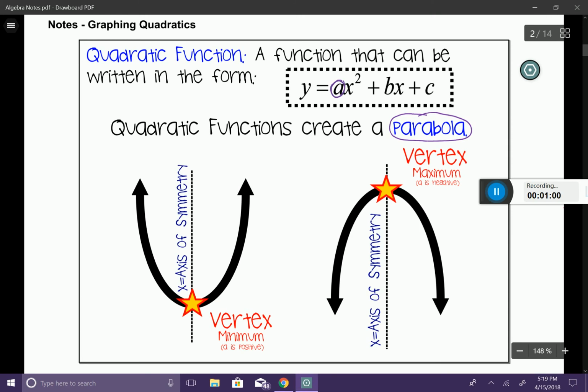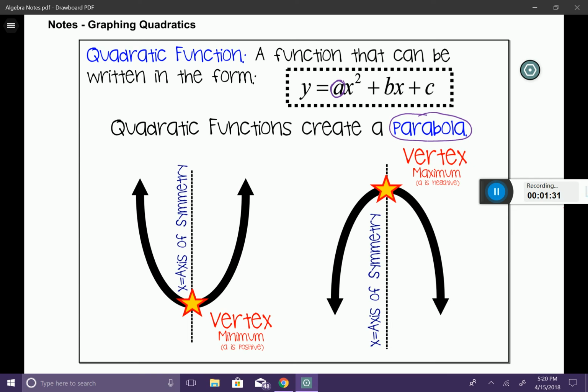If you look at the first graph here on the left, you can see that it's facing upward. That means that our a is positive. And when we have an a that's positive, we have something called a minimum point, which is a low point on the graph, as you can see here by the star. And likewise, when we have the parabola facing downward, we have a maximum point, meaning that it has a high point on the graph. Both of those 2 points are called vertexes. And basically what it is is just a coordinate on the graph.